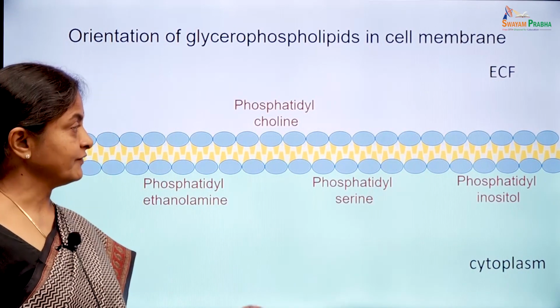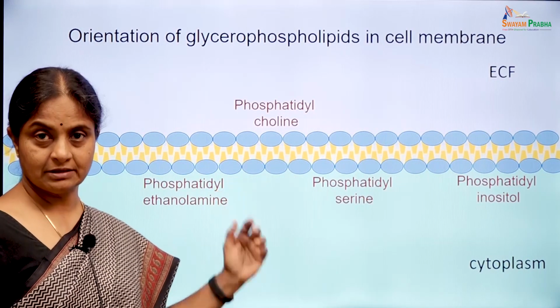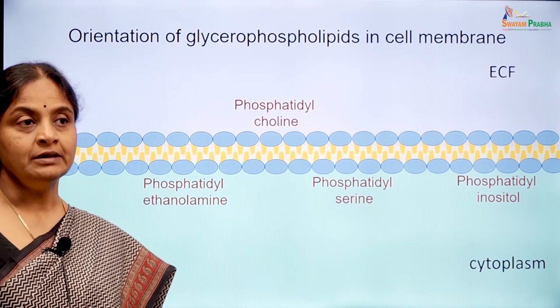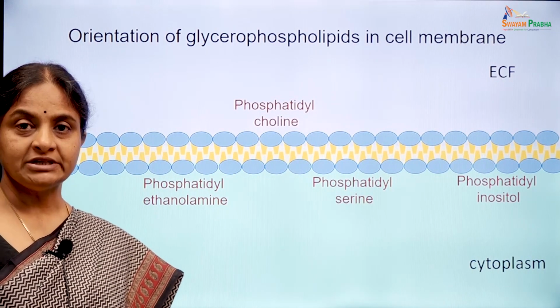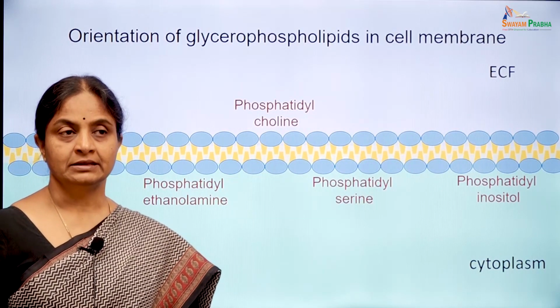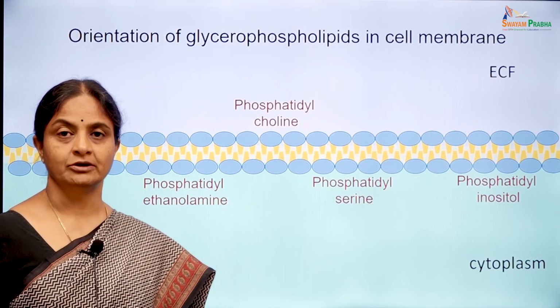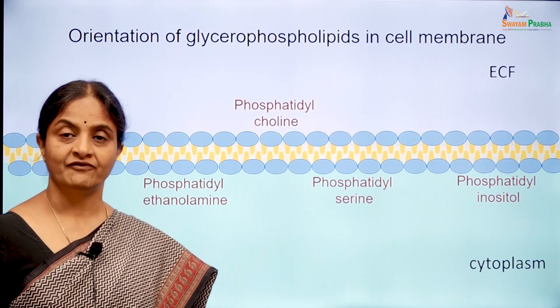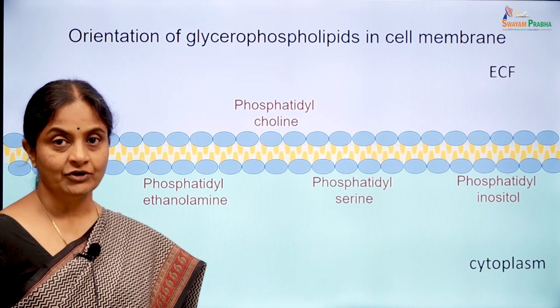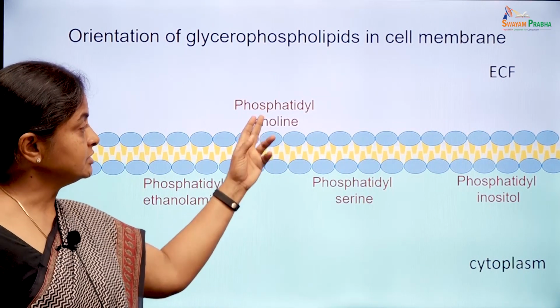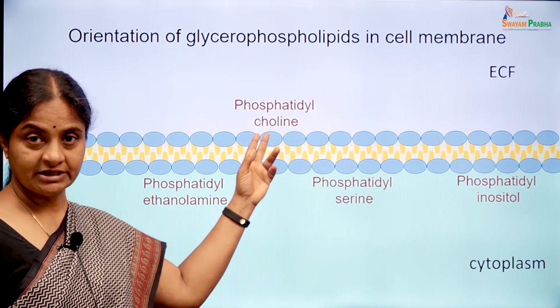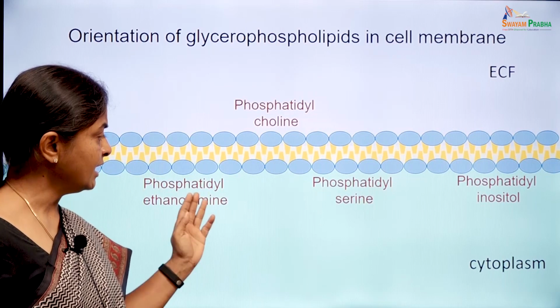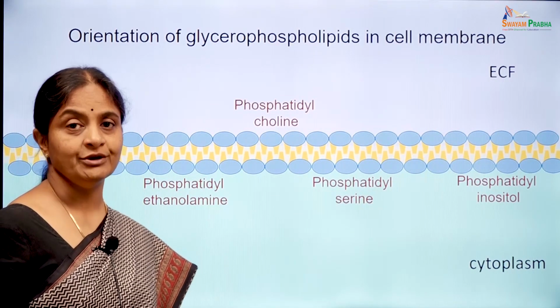Now, we have names for the molecules that we found on the cell membrane. What we have to understand next is that there is a certain polarity to the location of these phospholipids on the cell membrane. Not all of them are found in both leaflets. Phosphatidylcholine is the only phospholipid found on the outer leaflet, and the other three are found only on the inner leaflet.